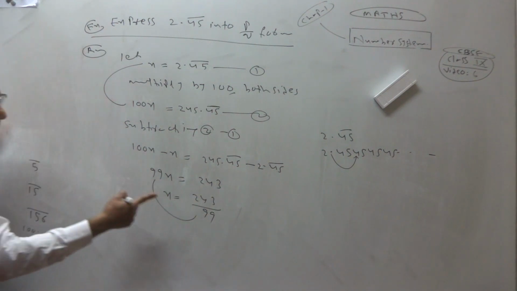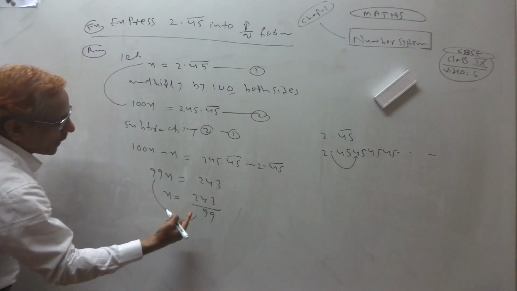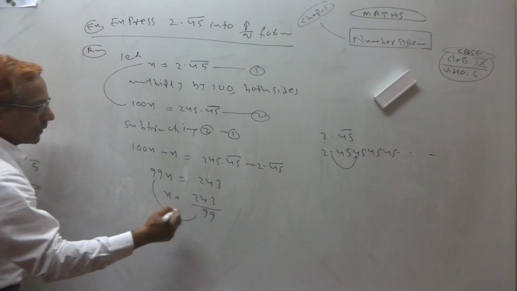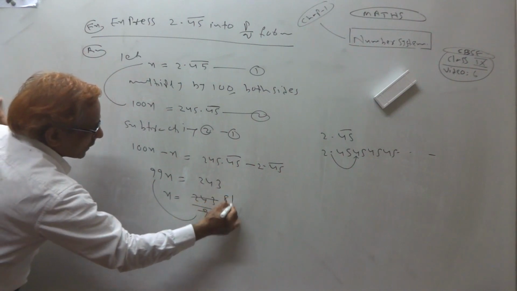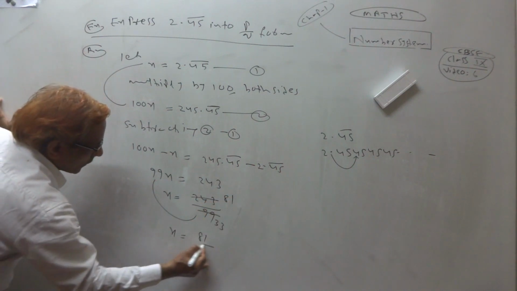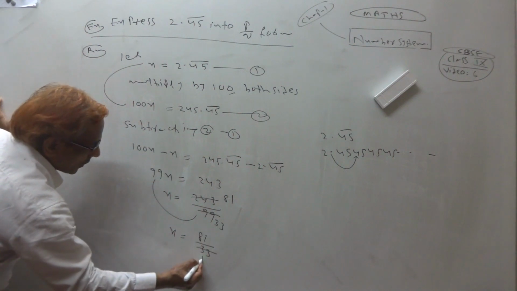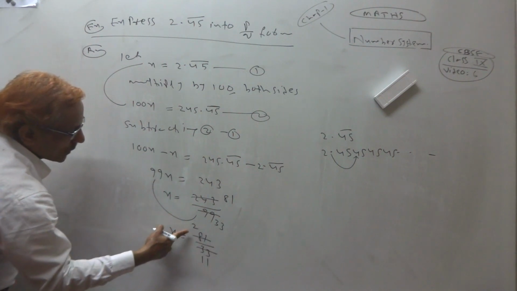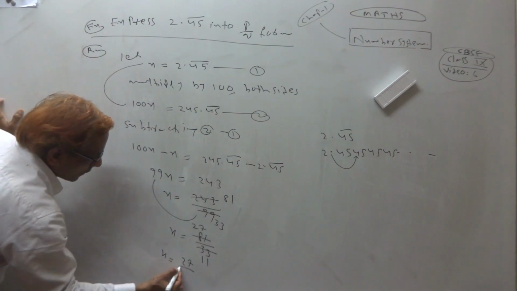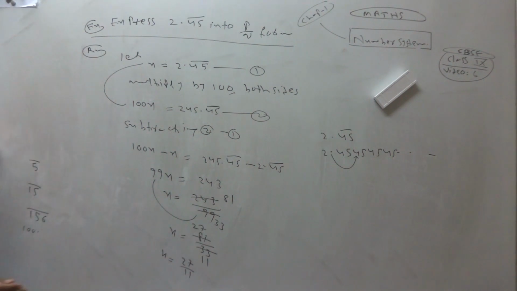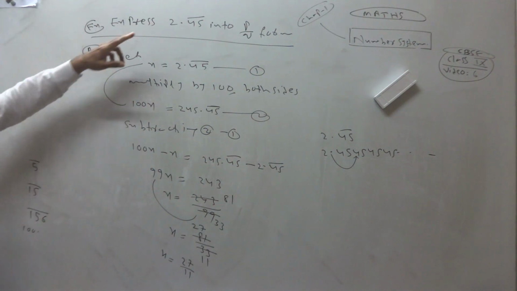See, if you can cut it by any number, you can cut it. So we should try by 3. 3 threes are 9, 3 eights are 24, 3 twenty-sevens are 81. So I got 81 by 33. Again I can cut. 3 ones are 3, 3 twenty-sevens are 81, 3 elevens are 33. So what is the answer? Yes, 27 by 11.